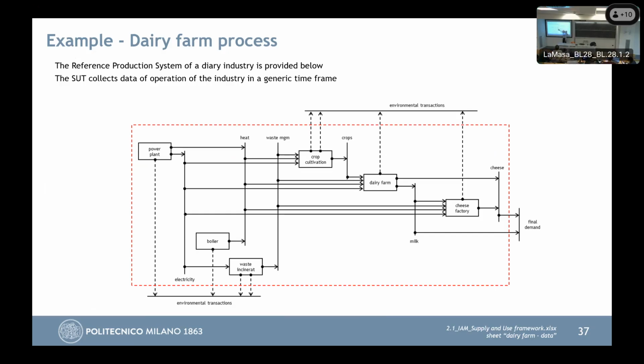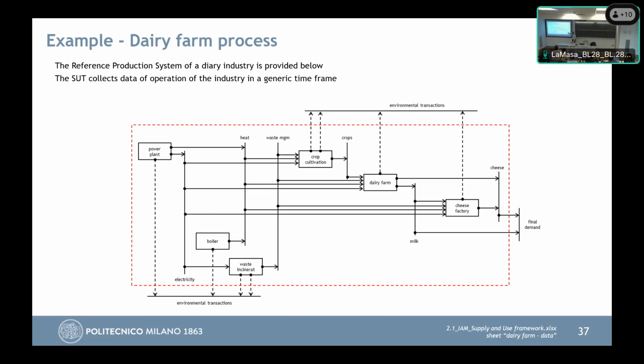When you're running these technologies, like crop cultivation, dairy farm, or cheese factory, you are producing some outputs, and then you may also generate some waste that you need to deal with somehow. The idea in this reference production system is that such waste is collected by a process that is waste incineration, that is incinerating such waste. But in this case, we are seeing the waste incineration as a technology that is providing a service. Okay, so it's providing a service that is the incineration of waste, so waste management.